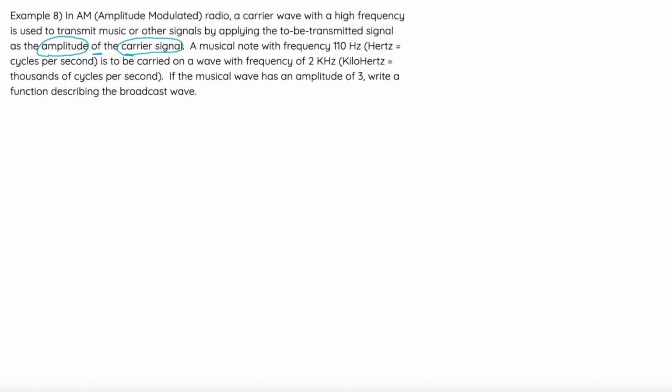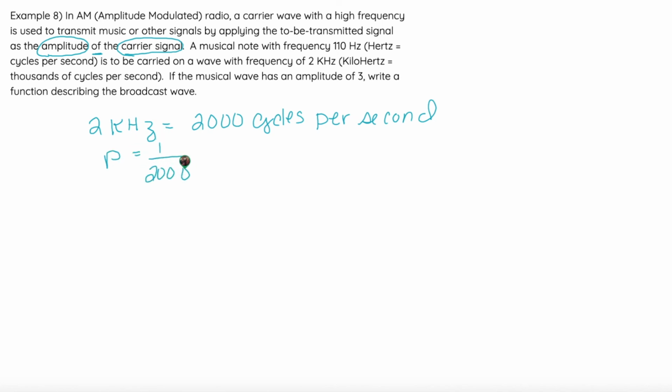All right, so some of the things that we know are 2 kilohertz. This is equal to 2,000 cycles per second. This tells me that the period is 1/2000th of a second. I know then that B has to be equal to 2 pi, since we'll either be using sine or cosine here, over 1/2000th of a second, or 4,000 pi.